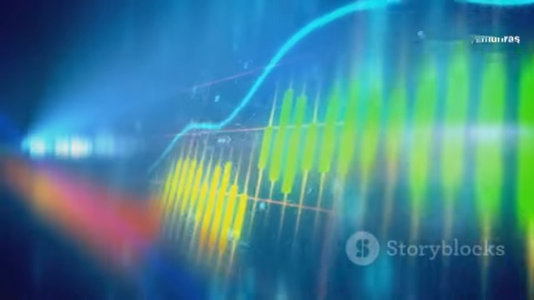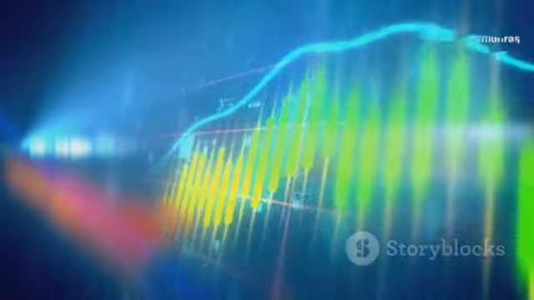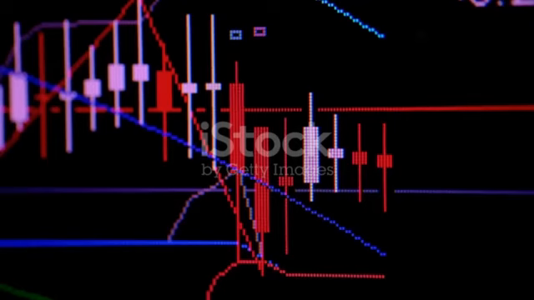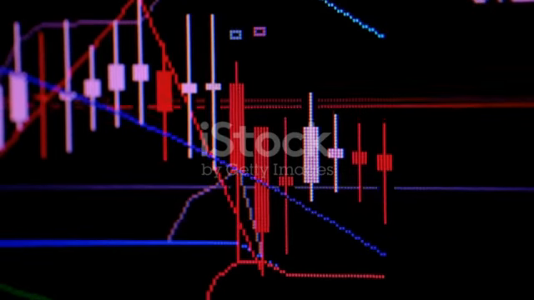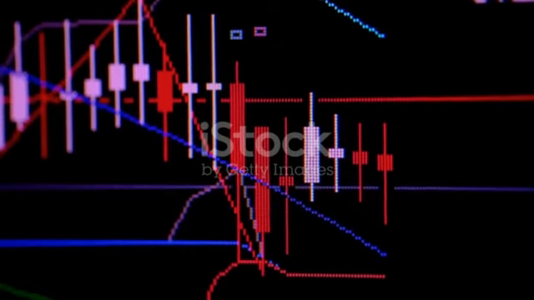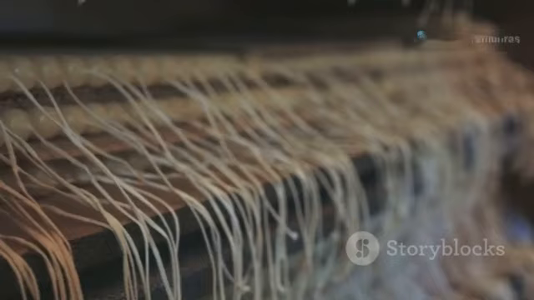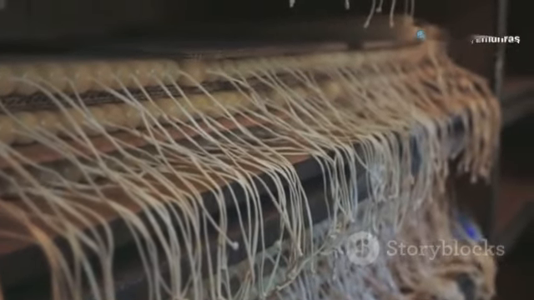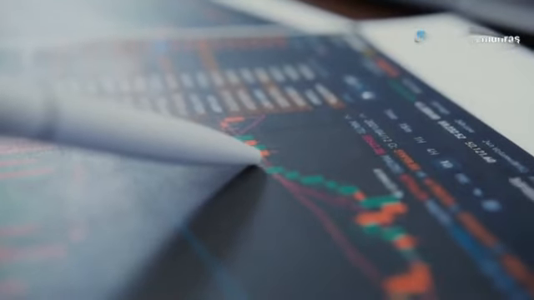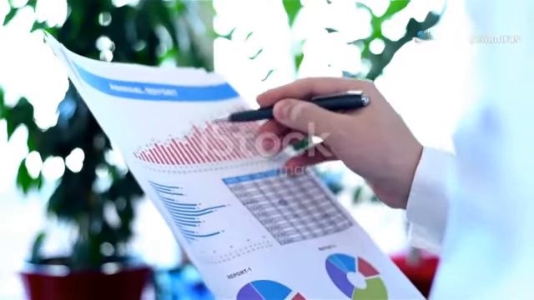Now, sticking out from the top and bottom of the body, you'll see these thin lines. These are called wicks or shadows, and they represent the highest and lowest prices reached during that time period. Think of them as the tails of the price action. See, not so complicated, right? Understanding these basic components is key to unlocking the secrets hidden within candlestick patterns.